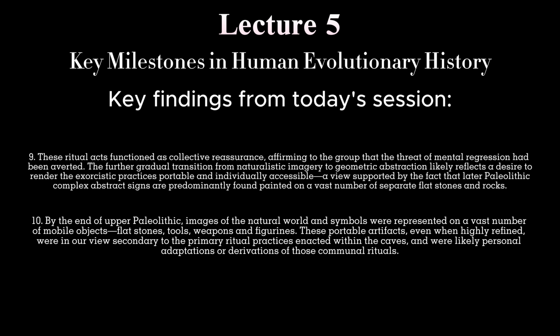10. By the end of Upper Paleolithic, images of the natural world and abstract symbols were represented on a vast number of mobile objects, flat stones, tools, weapons, and figurines. These portable artifacts, even when highly refined, were in our view secondary to the primary ritual practices enacted within the caves, and were likely personal adaptations or derivations of those original communal rituals.